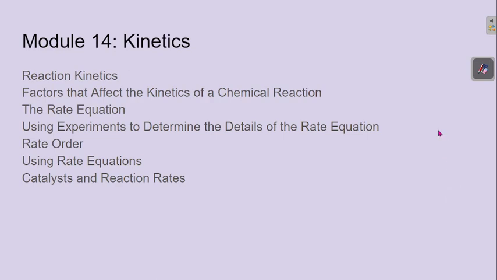Reaction kinetics. What is that? Well, you're going to be learning about it. Factors that affect the kinetics of a chemical reaction. The rate equation. Using experiments to determine the details of the rate equation. Rate order, using rate equations, catalysts, and reaction rates. So lots of information, but we're going to tackle one at a time.